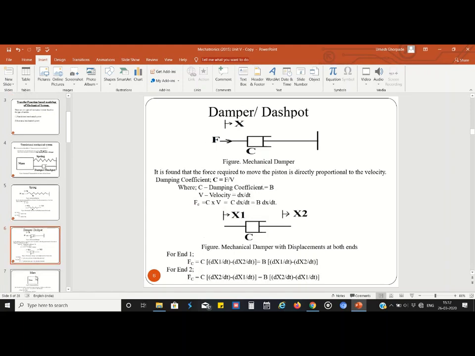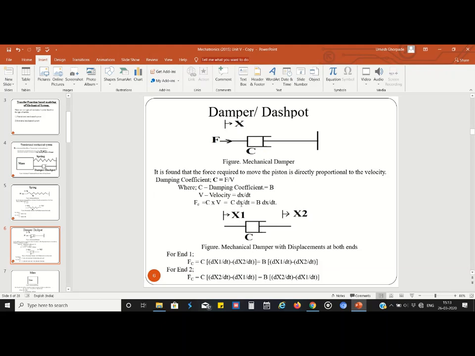Okay, then the second one is the damper or dashpot. The best example of a damper or dashpot is the suspension system. x is the displacement, c is the damping coefficient, it is also denoted by the letter b, and v is the velocity. So the force required to move the piston is directly proportional to the velocity. So damping coefficient c is equal to force upon velocity. So Fc is the damping force and it is equal to damping coefficient into velocity.